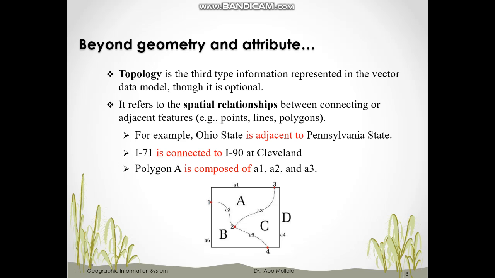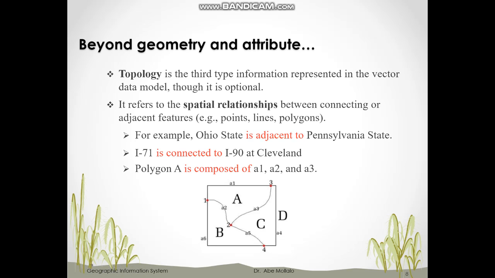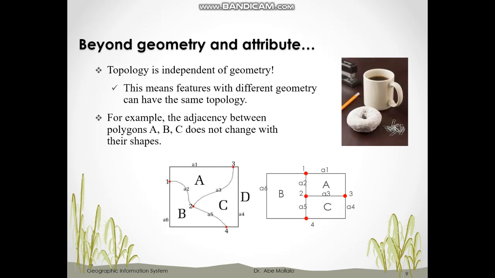And in this figure, we can say polygon A is composed of lines A1, A2, and A3. So composition is another type of topological relationship. So topology records relationship between geographic features, and it includes connectivity, adjacency, and composition between geographic features.